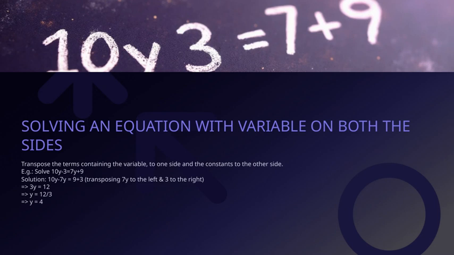Let's look at an example. 10y minus 3 equals 7y plus 9. The goal here is to move all the y terms to one side, in this case, the left, and the constants to the other side, which is the right.